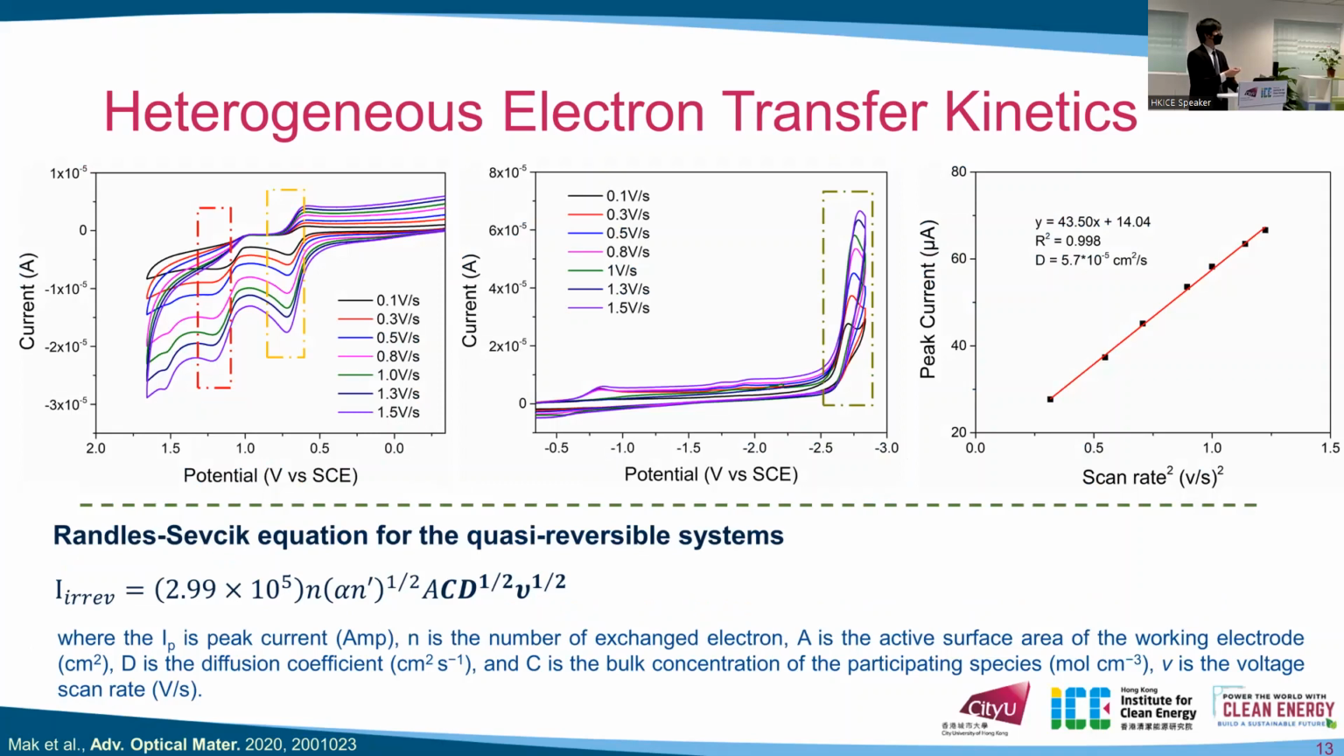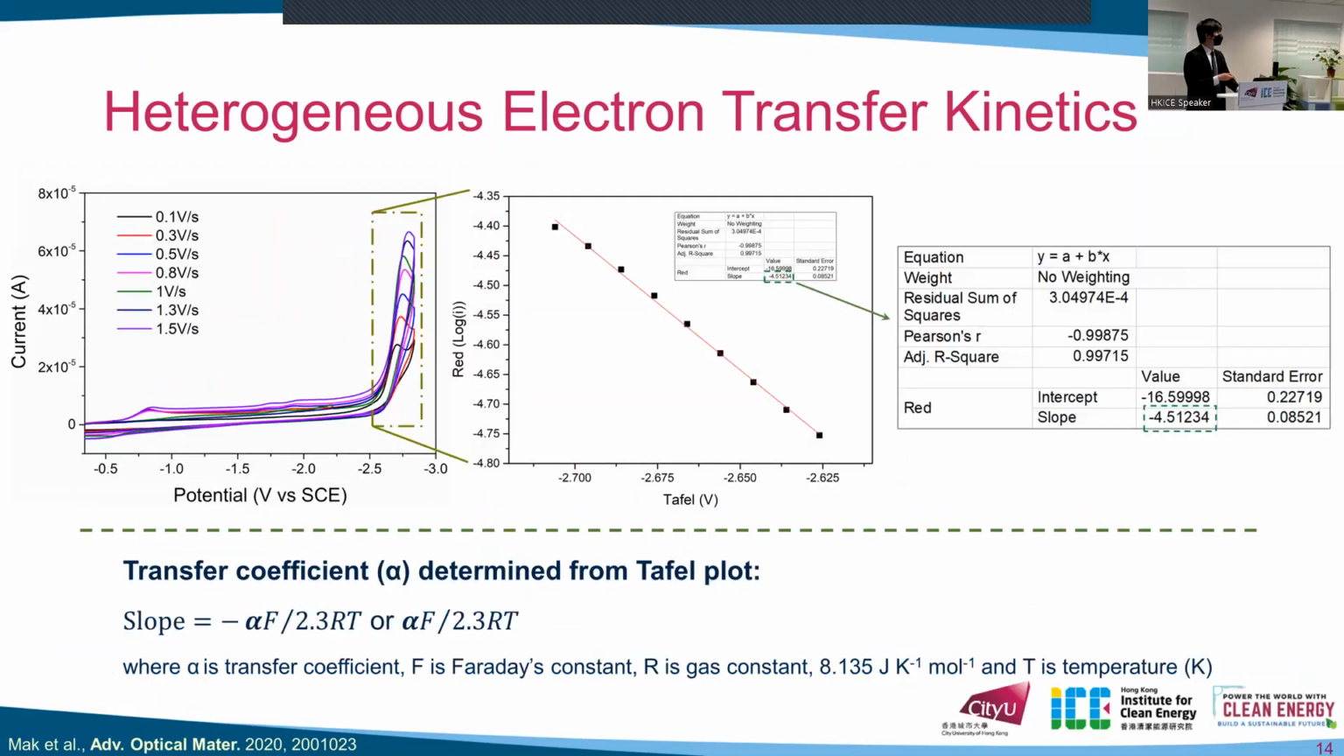And we do the cyclic voltammetry at different scan rates in order to understand whether this system is under diffusion control. We use the Randles-Sevcik equation to obtain the diffusion coefficient value. And then we also need to know the value of the transfer coefficient from the Tafel plot, from the cyclic voltammetry slope. We obtain the slope here, and we can plug the value into these equations so that we can get the transfer coefficient.